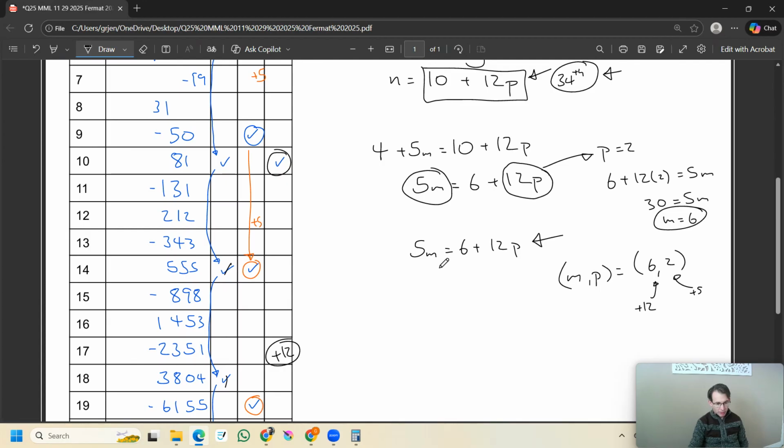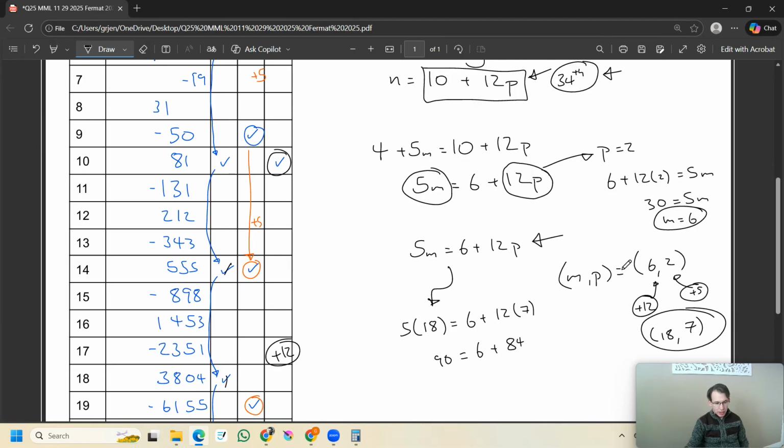So that is to say, if I do 18 and 7, I'll find another solution. So let me just verify that for you. 5 times 18 is in fact 90, which is equal to 6 plus 12 times 7, which is also 90. This is 6 plus 84, and this is 90. So this is the next time that they meet, and I get that because I know that if I increase p by 5, I'm increasing the same amount as if I increase m by 12, and that's actually the minimum amount. That's the lowest common multiple property there.